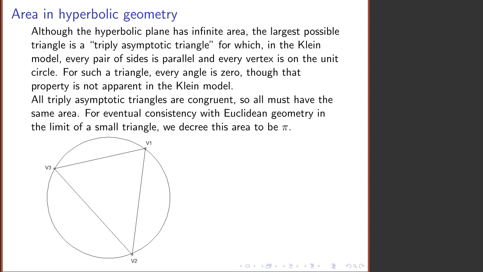Now let's do hyperbolic geometry. This proof is actually a little bit simpler, but the starting point is kind of weird. The hyperbolic plane has infinite area, but there's an upper limit to the possible area of a triangle. The largest possible triangle I can make is one where all three angles are 0 degrees. You say, that doesn't look like 0 degrees to me, but it is.